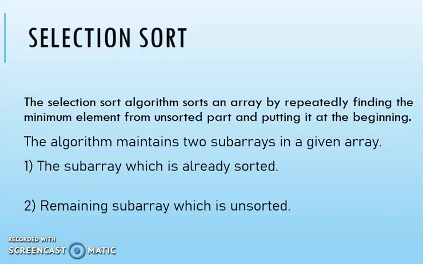This algorithm actually divides your array into two subarrays. One subarray will be already sorted and the remaining subarray will be unsorted. So initially when you input your original array, that entire array is an unsorted array. When you pick up the first minimum element and place it at index 0, that part becomes the sorted part. Now the unsorted part is from index 1 to the remaining elements.